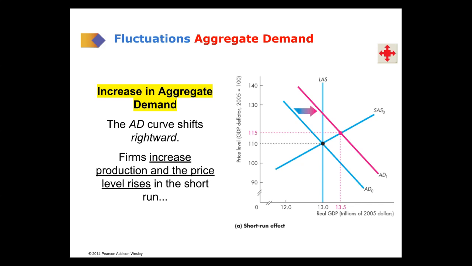So here we have a fluctuation. The aggregate demand increases, and so firms are going to increase the production that they have, and the price level will rise in the short run because we're intersecting. This equilibrium represents a higher price level than the original equilibrium. And you can see here, nothing's happened to the long-run aggregate supply curve. Nothing's happened to potential GDP. So we have an equilibrium with a higher price level and a higher output that's above potential GDP. And this is what happens when you have an increase in aggregate demand.